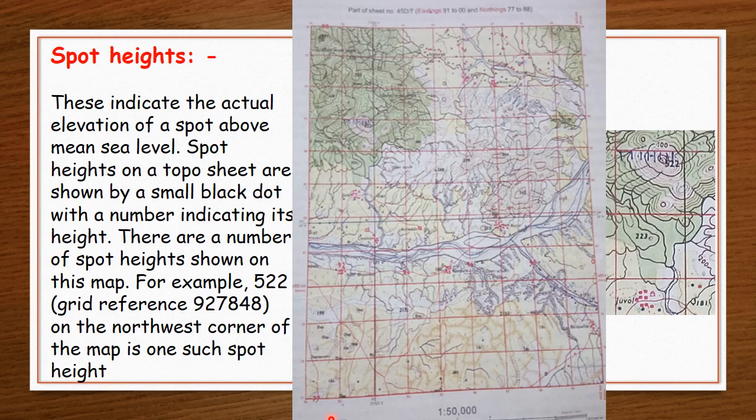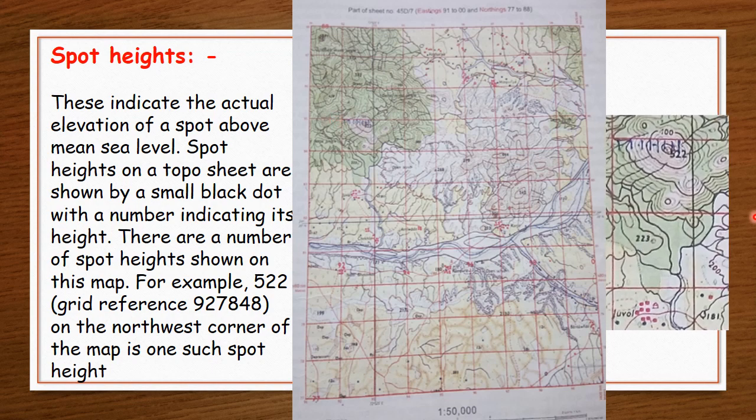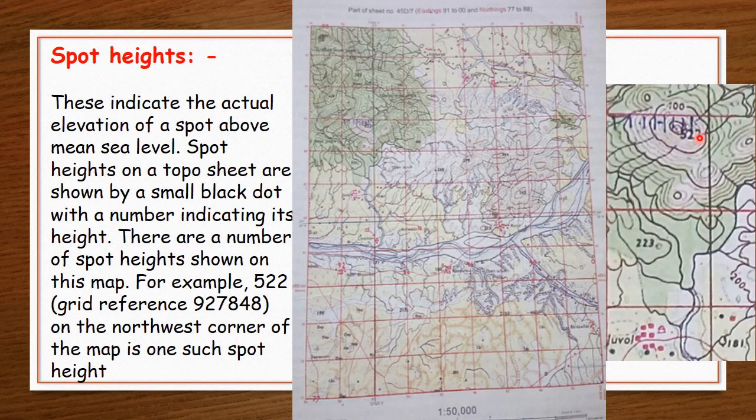For example, 522, which is located in 4-figure grid reference 9284, and 6-figure grid reference 927848, which is on the northwest corner of the map, is one such spot height. So let's find out. This is the 522. This is the spot height which is located over here in the northwest of the topo sheet, right?